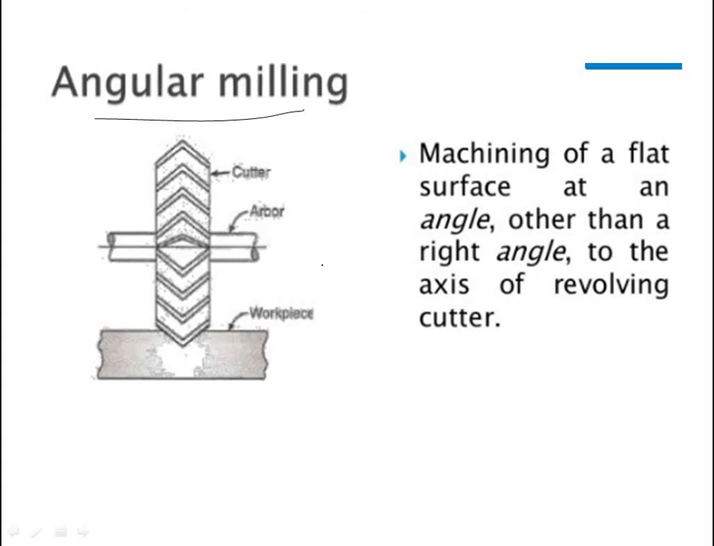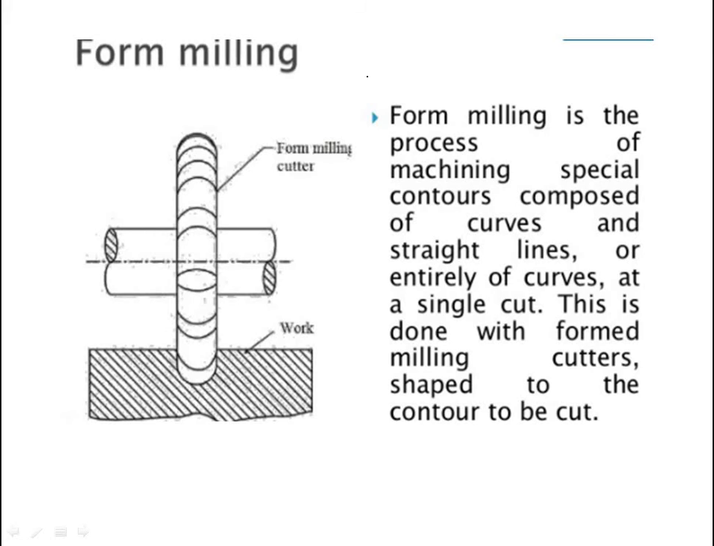Next we'll be discussing angular milling. Angular milling, you all can see here, the cutter is in an angular position, and the arbor is fixed here, and below that there is a workpiece. It is the machining of a flat surface at an angle other than a right angle to the axis of the rotating cutter.